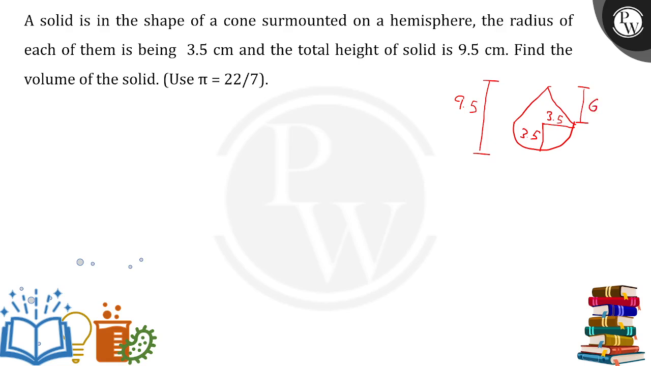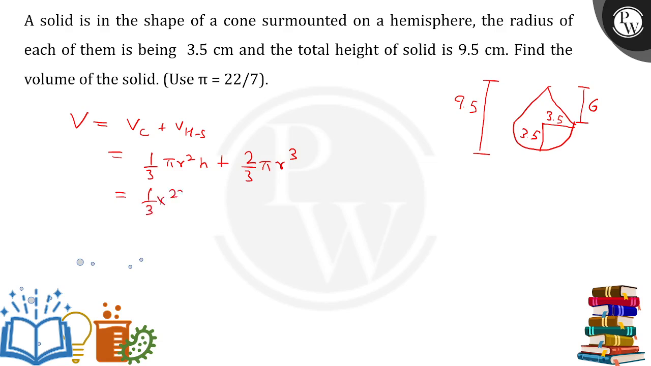Now the volume we need to find is the volume of the cone plus the volume of the hemisphere. This is what we need to find, right? Cone volume is 1 upon 3 pi r square h, and the volume of hemisphere is 2 upon 3 pi r cube. We have all the values, we just need to put in the values. They have given the pi value to be 22 by 7.